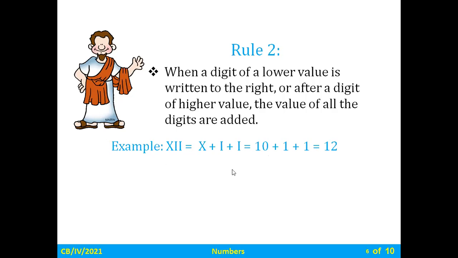Another example is XV. X means 10 and V means 5. Again, the value of V is 5, which is smaller than the value of X, that is 10. So both are added. That gives us 10 plus 5 is equal to 15. So 15 will be written as XV.